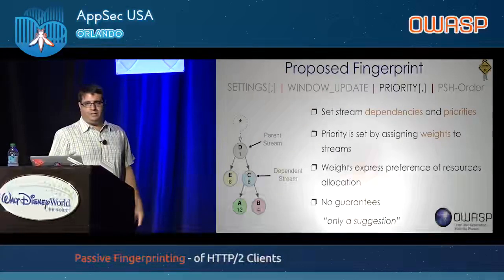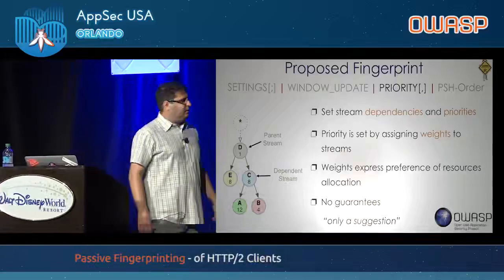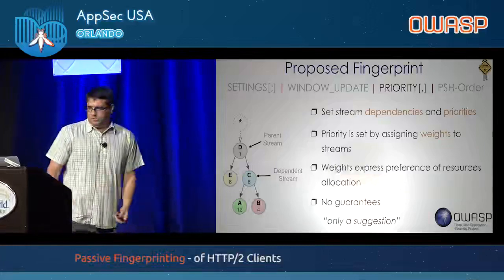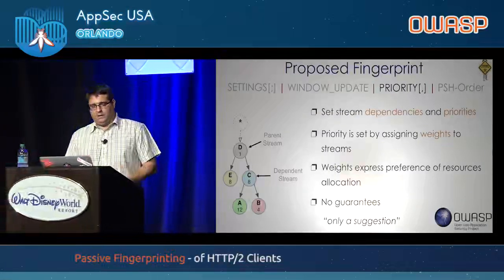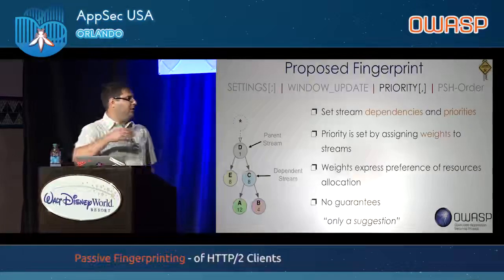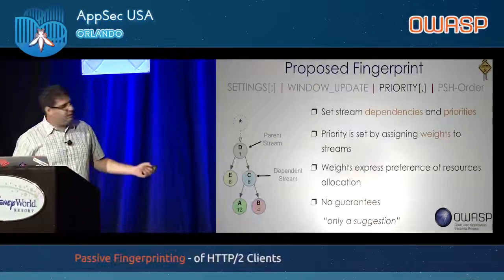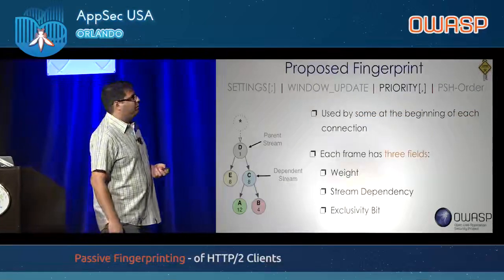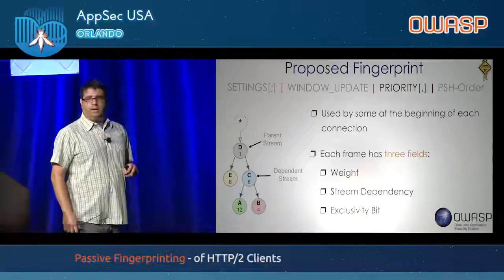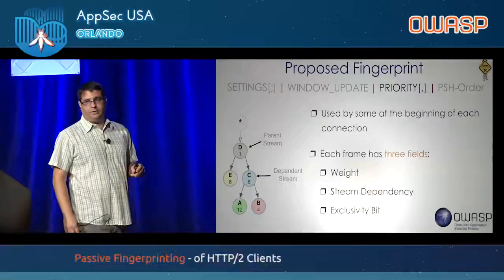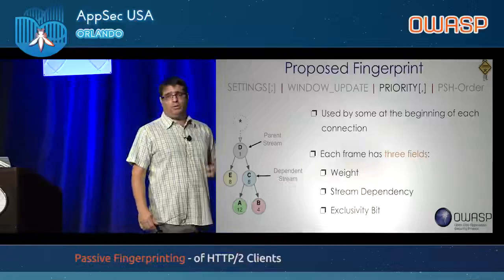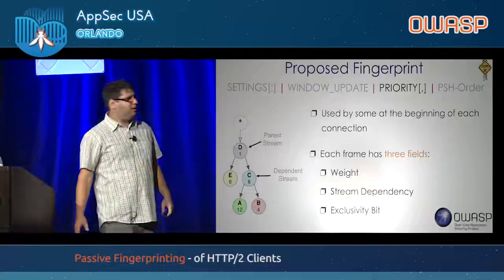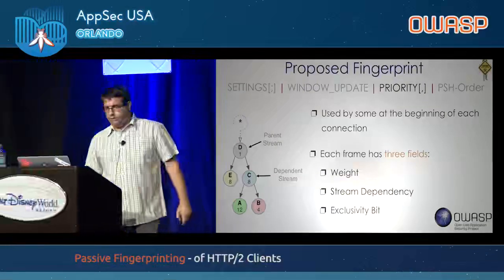But there are no guarantees. The RFC does not mandate the server to respect that. It's only a suggestion of what the endpoint would prefer that the server do in case it has some kind of sending capacity limit. But for our purposes, we found it very interesting that some clients, in addition to sending a settings frame and a window update frame, would always send priority frames as well, would always set up that tree. And we collect that data: the weight, the stream dependency, and the exclusivity bit.